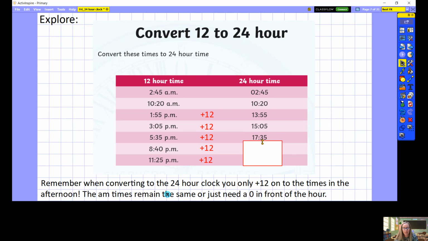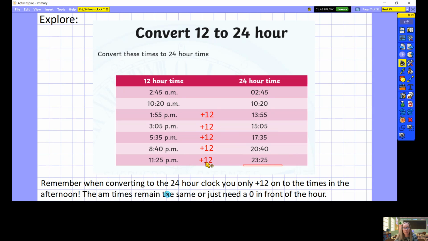So 5:35 PM would be shown as 17:35 because 5 add 12 is 17, and then 8:40 PM would be shown as 20:40, so 8 add 12 is 20, and then the last time there, 11:25 PM, would be shown as 23:25.